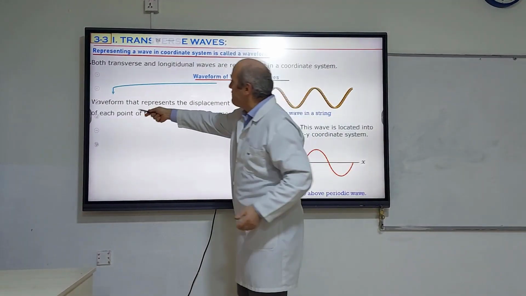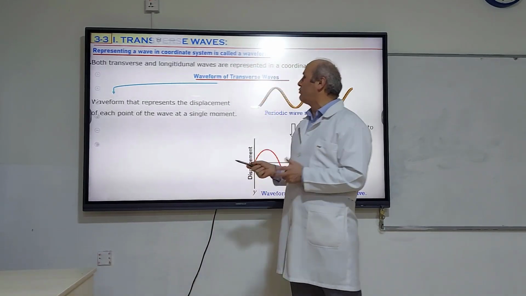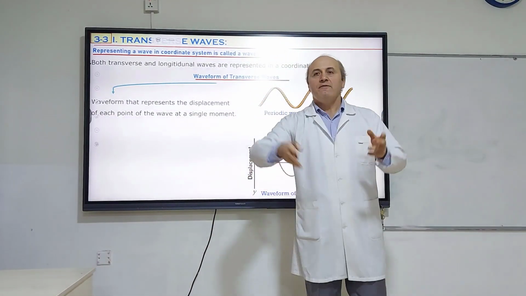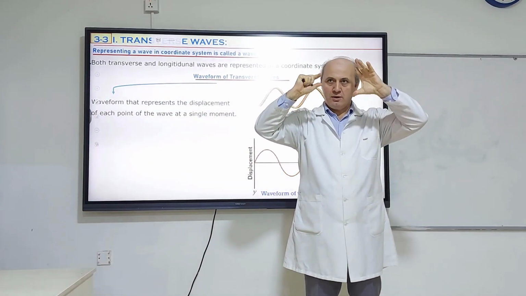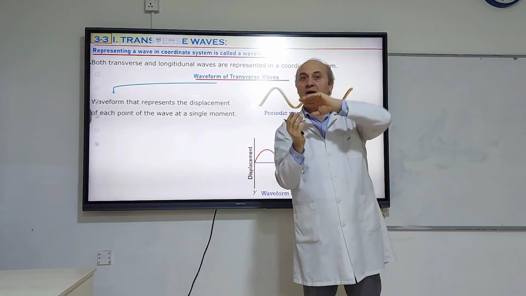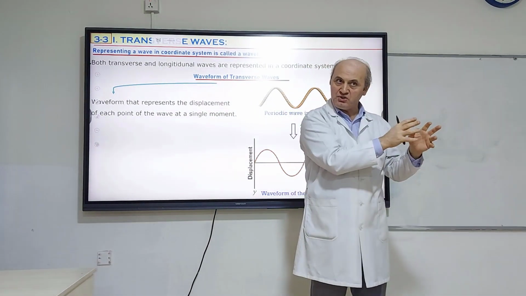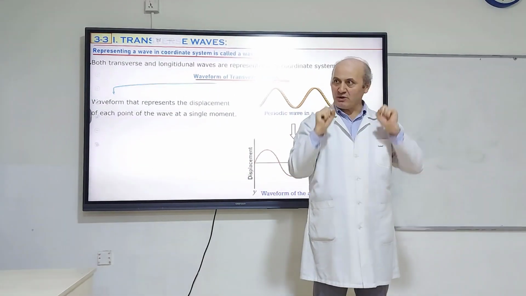One of them is the waveform that represents the displacement of each point of the wave at a single moment. Yani, when there is a wave traveling in a rope, you take a picture just once. Some points are at negative maximum, some are at positive maximum, some are at equilibrium. The particles are at different positions. When you combine them all, it's the wave.